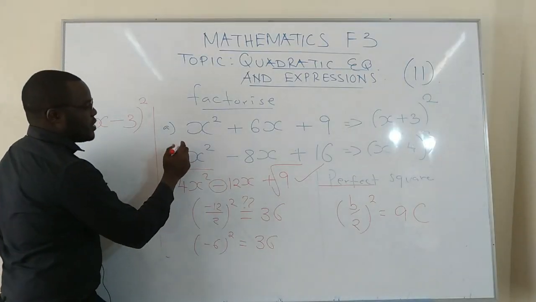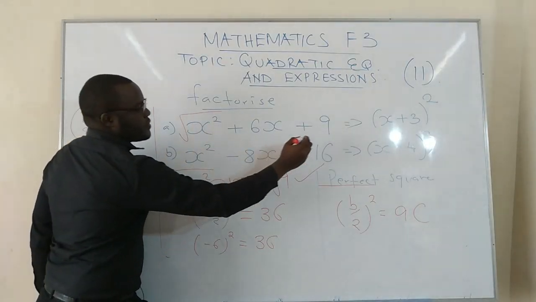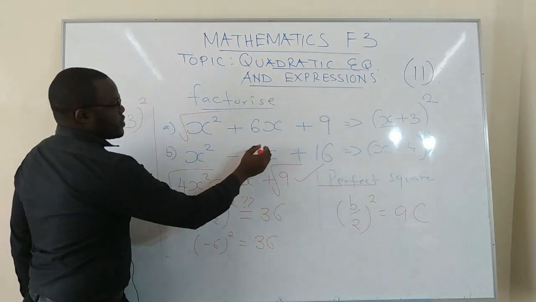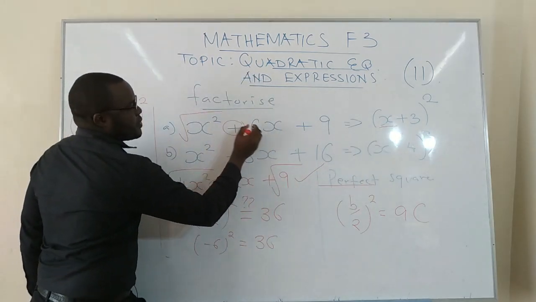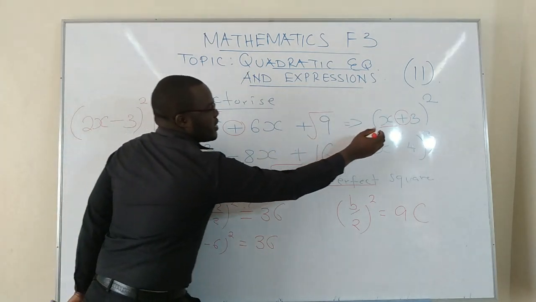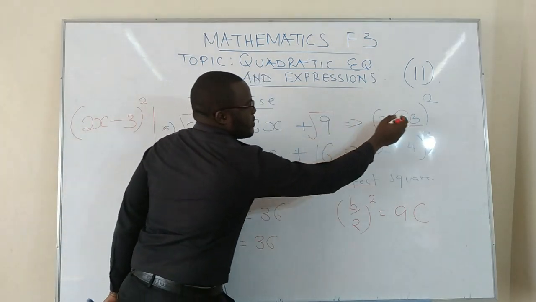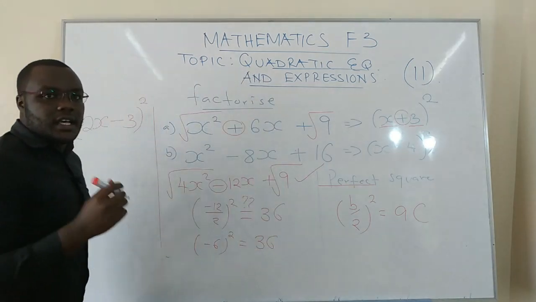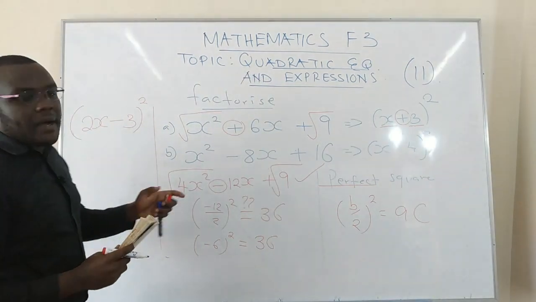Let us try for this one. Square root the first number, x. Take the sign of b, plus, and then square root the last number, 3. Then you close it in a bracket and put a square. That's the shortcut of solving perfect squares.